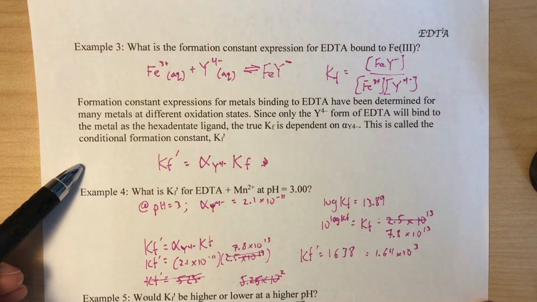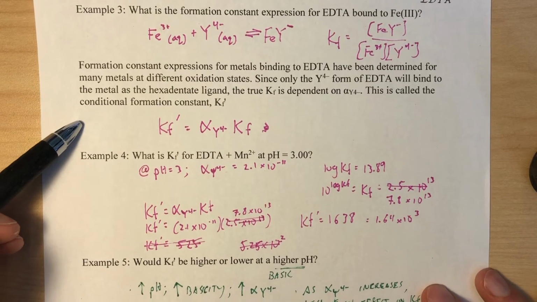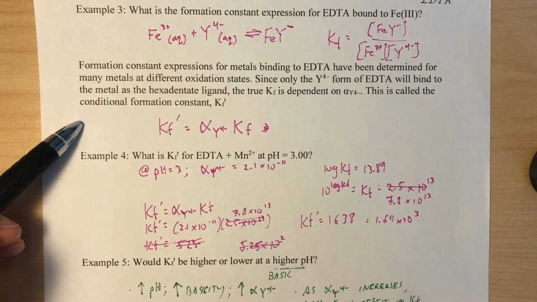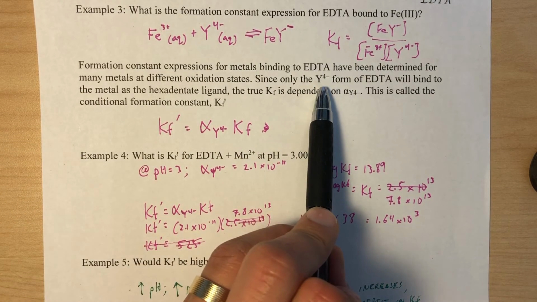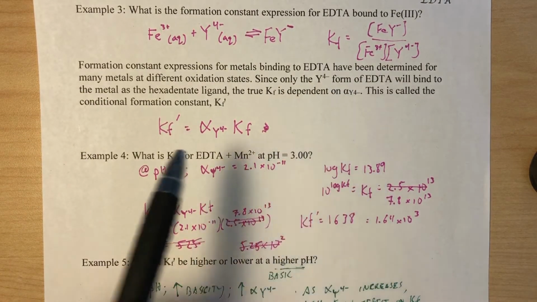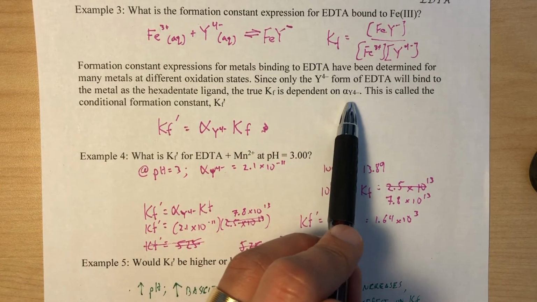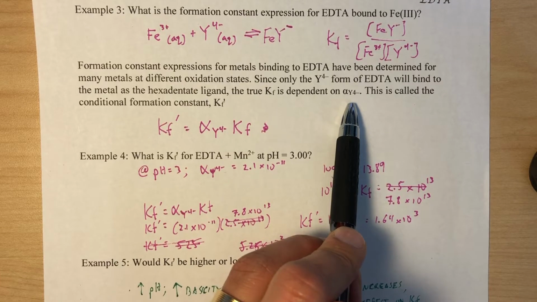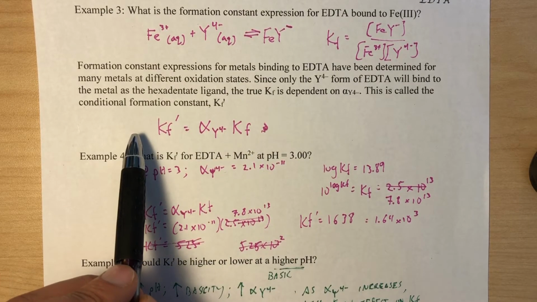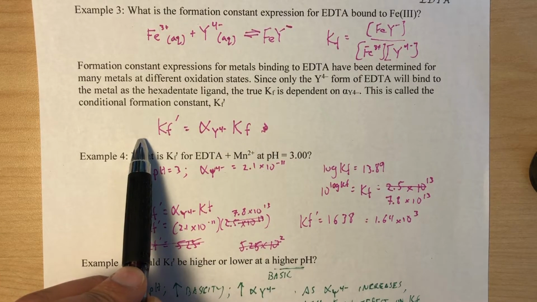Now, here's something that's a little bit different than what we've seen before. Formation constant expressions for metals binding EDTA have been determined for many metals of different oxidation states. Since only one form of EDTA, Y4-, will bind to the metal as a hexadentate ligand, the true Kf value is dependent on alpha Y4-. This is called the conditional formation constant, Kf prime.